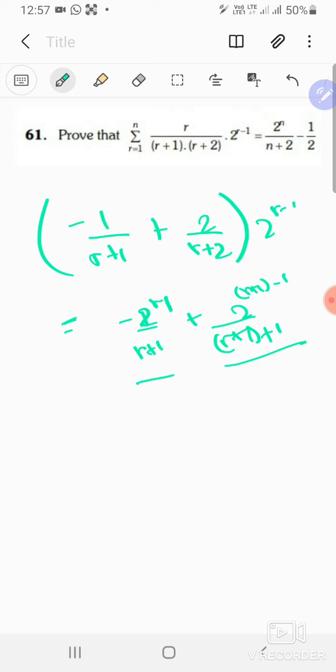So yeah, now if we try to sum this, summation from r equals 1 to n, what I will get is negative of, first of all I will put r equals 1 in that, so that will give me 2 upon 2. No, wait, r equals 1, that gives me 1 actually, so negative half.